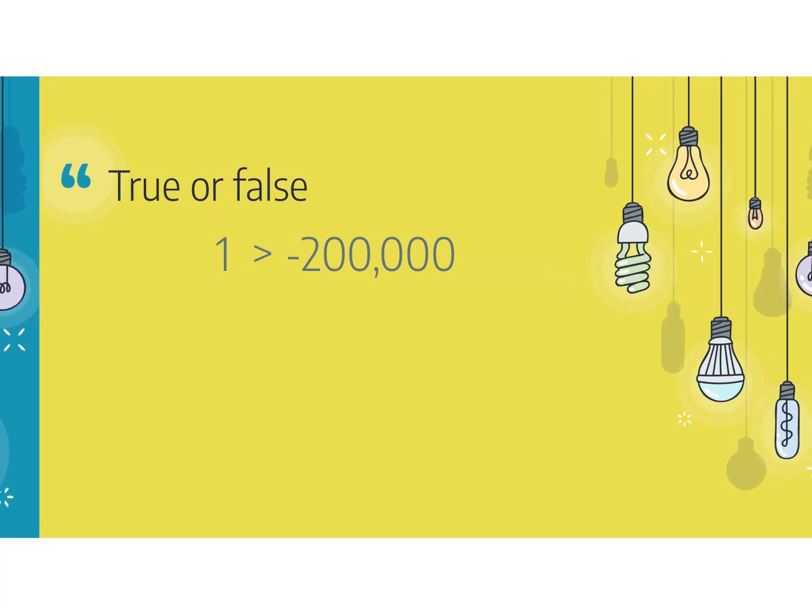True or false, 1 is greater than negative 200,000. I want you to think about that. And we'll return to the answer after we look at the first example.